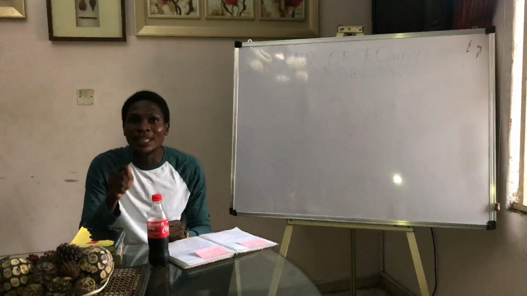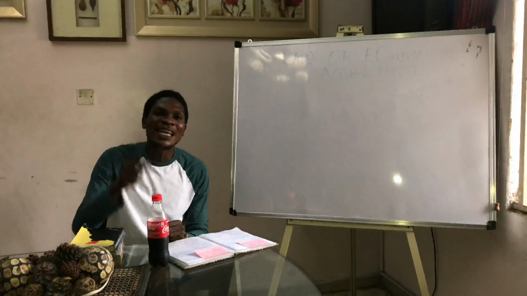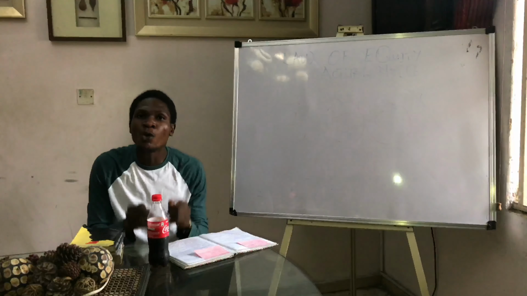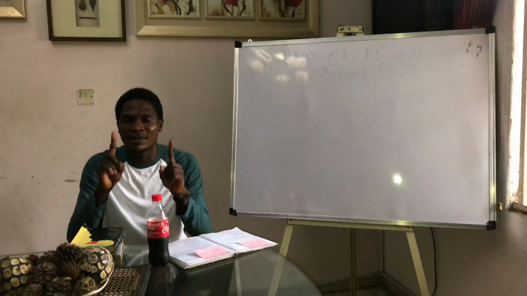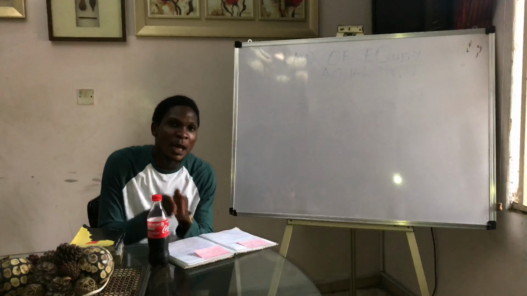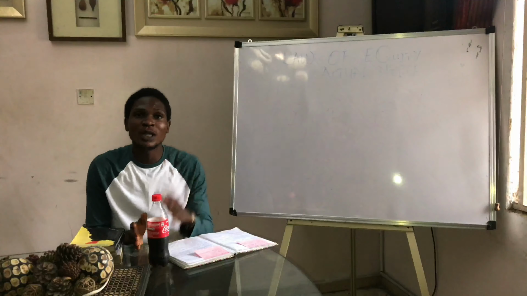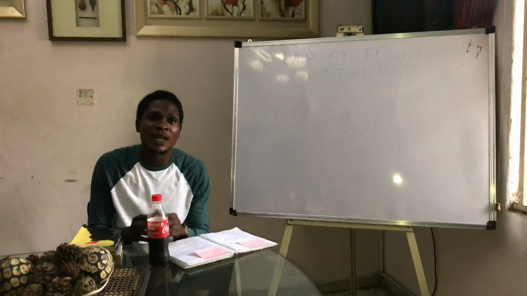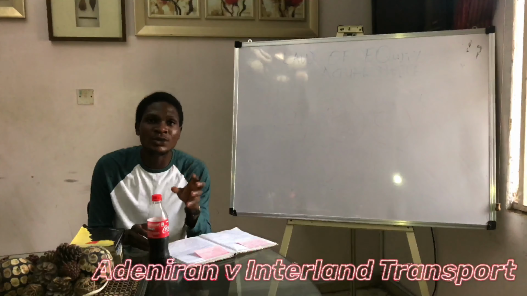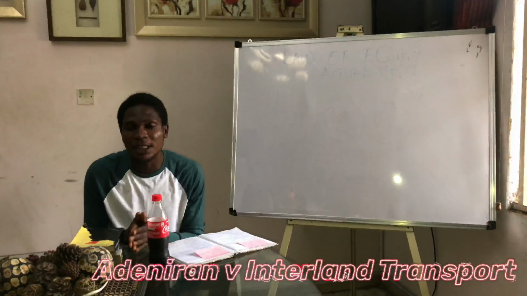The third one is only needed when a private person or people coming in representative capacity is trying to abate a public nuisance. Do you understand? Now, let me give particular cases in relation to that. The first case I'll be giving is the case of ADENIRAN versus INTERLAND transport.